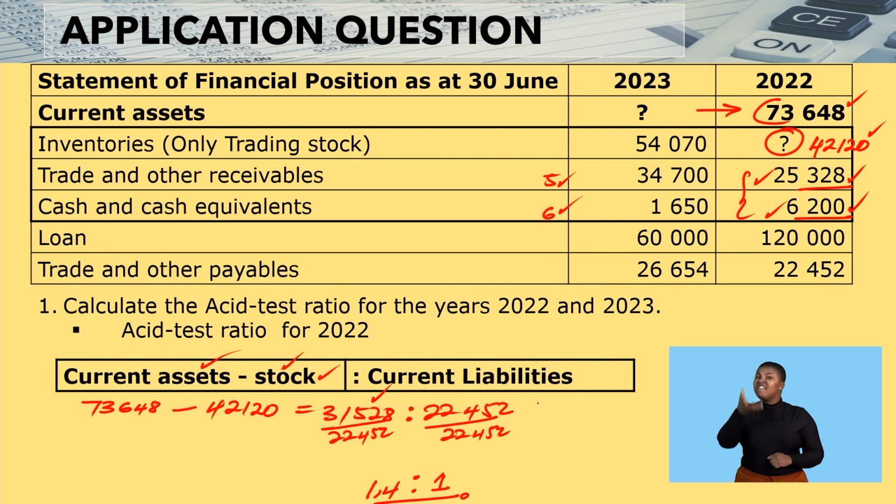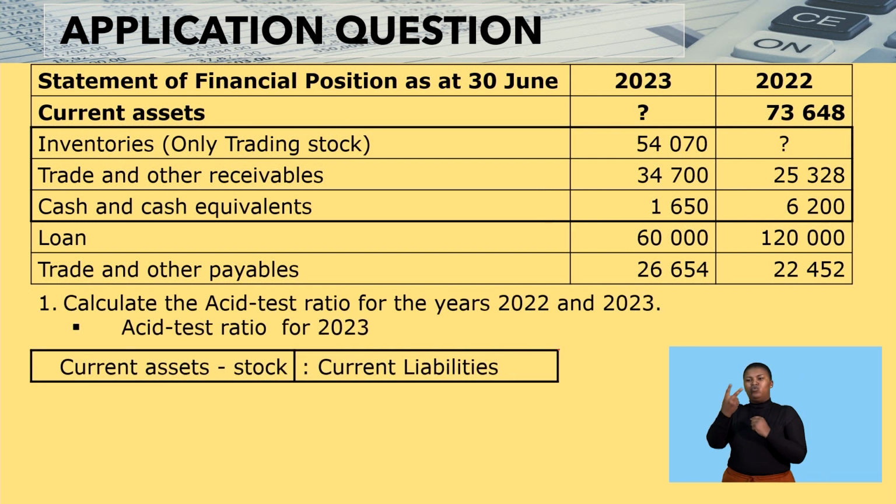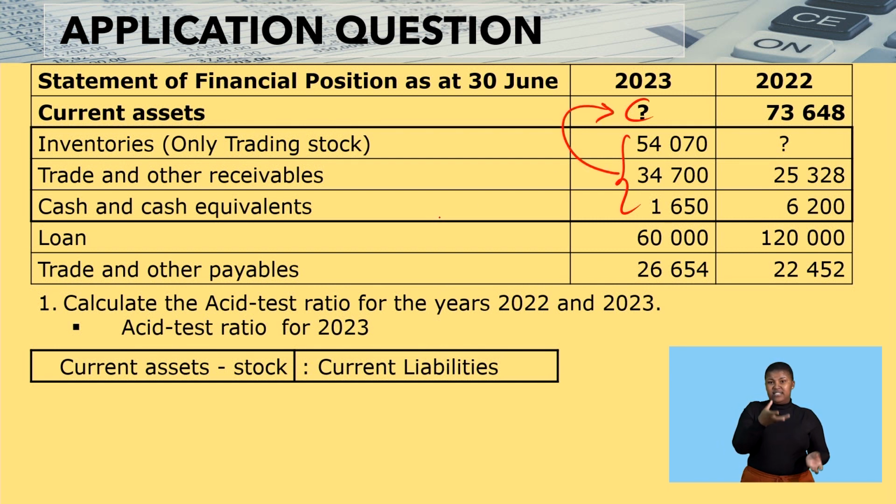Once you have calculated your asset test ratio for the year 2022, you now need to go and calculate for the year 2023. Let's go and calculate for the year 2023. For the year 2023, I do not have my current assets, so I don't know what to subtract from there. But I know that if I add these 3, it will give me my current assets. So I'll take my calculator. Let me quickly add them.